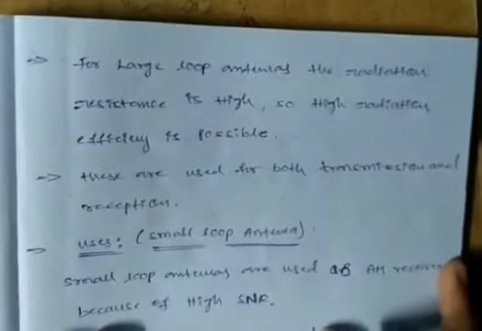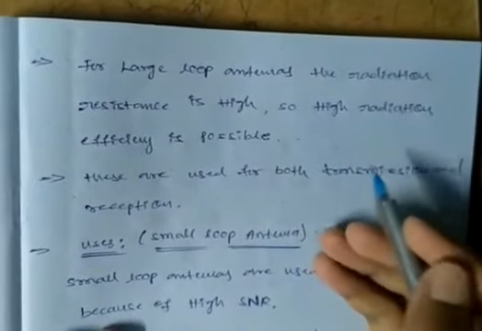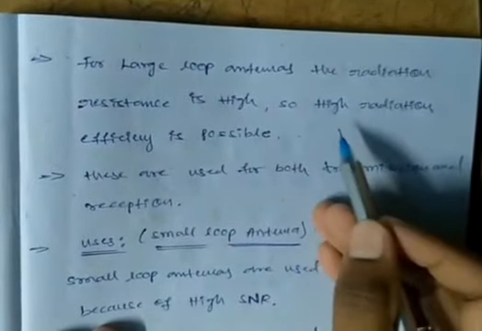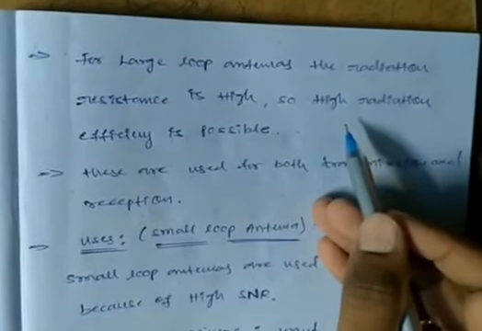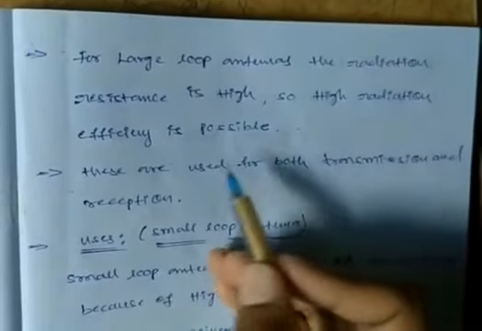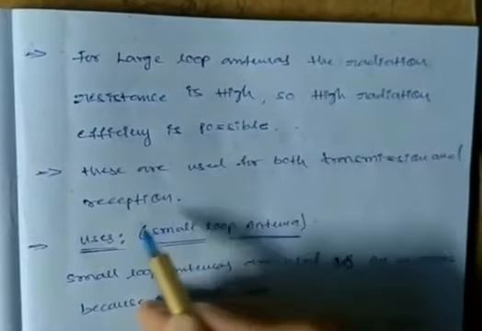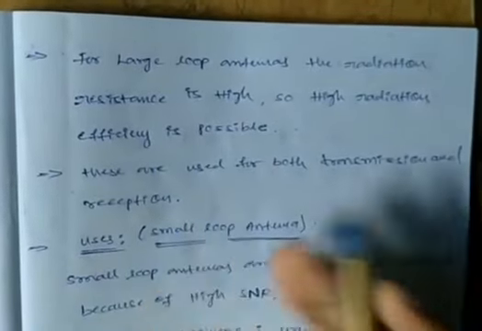And coming to the large loop antennas, we have a greater radiation resistance, and here we obtain high radiation efficiency. Due to that, the large loop antennas are used for both transmission and reception.